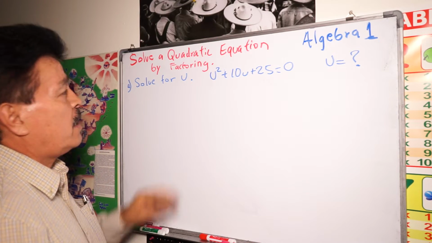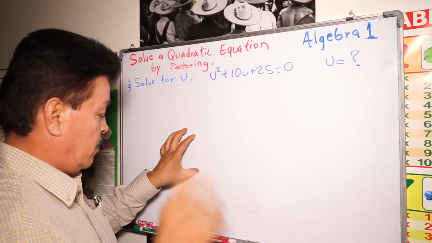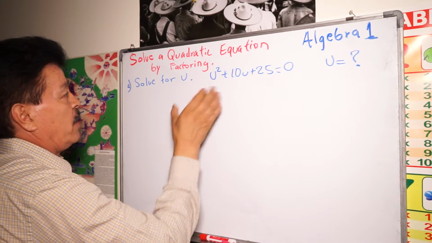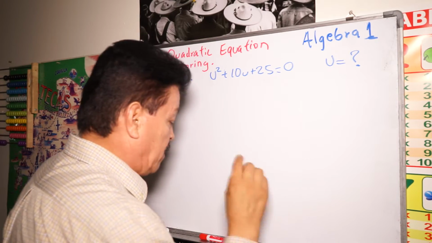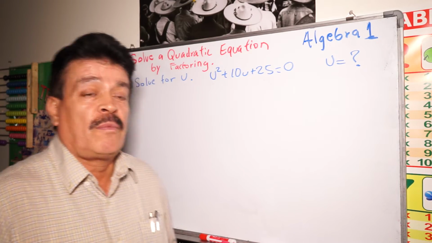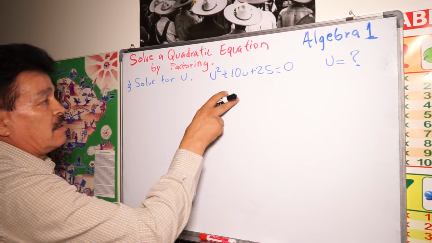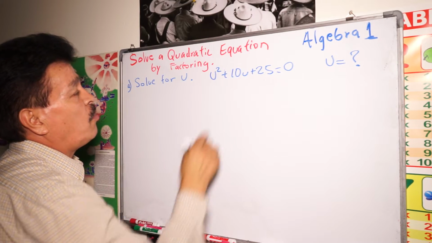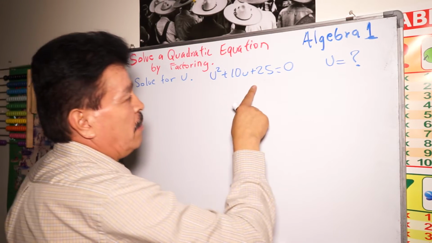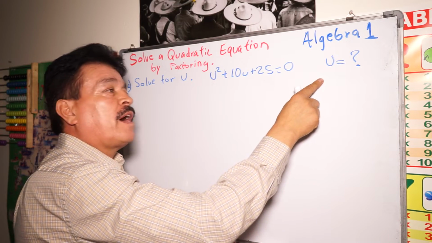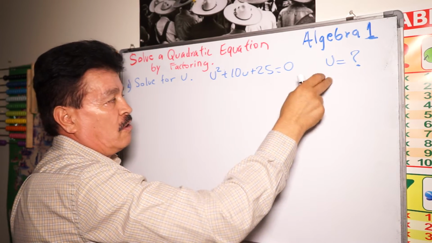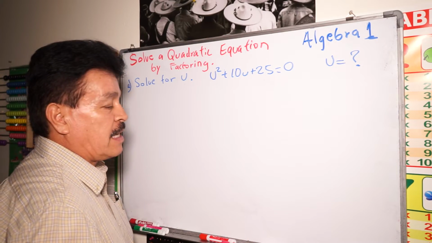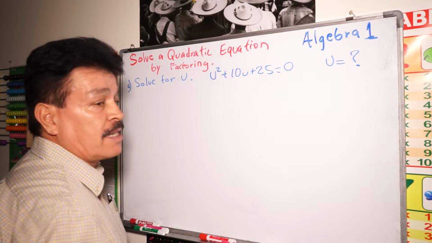Today we have a couple of problems where we are going to solve a quadratic equation by factoring. We're going to solve two problems, okay? But before that, here is the first problem: solve for u, u to the second power plus 10u plus 25 equals 0. We have to find the value of u. All right, but before, I'm going to recall some concepts about this class.